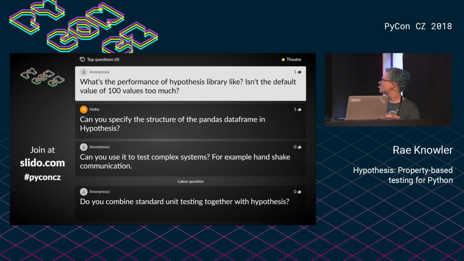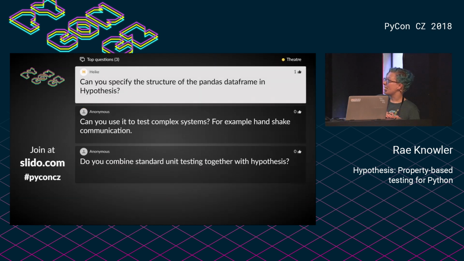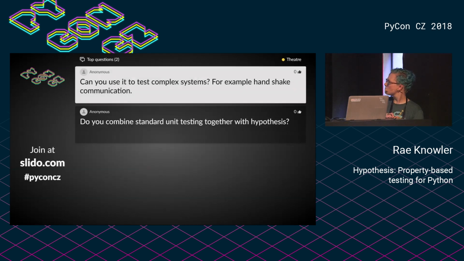Okay, can you specify the structure of the pandas data frame in hypothesis? Yes, I believe you can. I don't do a lot of pandas work, and I haven't actually used that part of hypothesis. But yes, I think that's absolutely possible with the extra. Okay, thank you. The next question, can you use it to test complex systems? For example, handshake communication. I believe you probably could, and if not, I believe you could modify it to do that. But I don't know from personal experience, sorry.